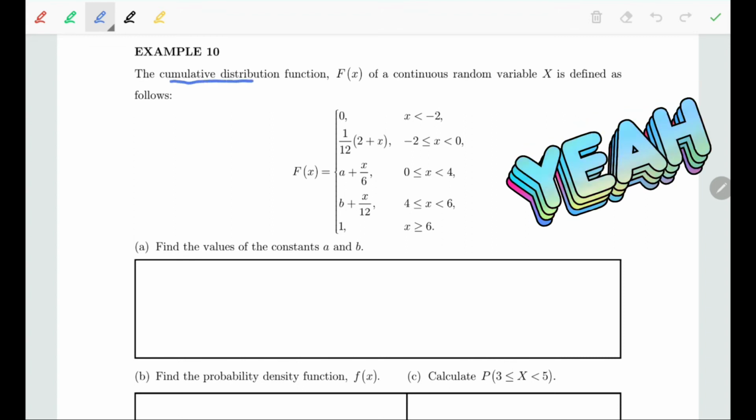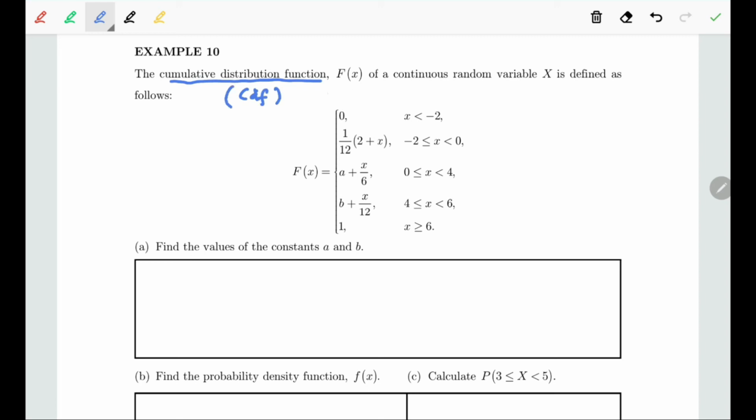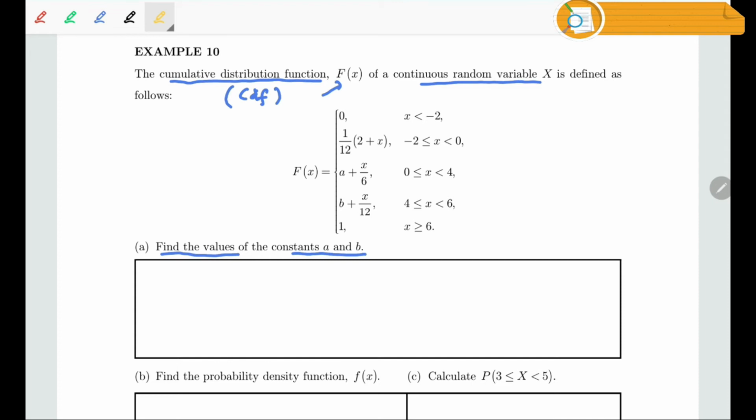Okay, now let's discuss the last example for this chapter, which is example 10. The cumulative distribution function, or in short form CDF, denoted by the capital letter F of x, of a continuous random variable, is defined as follows. For part A, the question asks to find the values of the constants A and B. To find these values, you have to clearly understand that since this is a continuous random variable, the function should be continuous on every single x for the given interval.